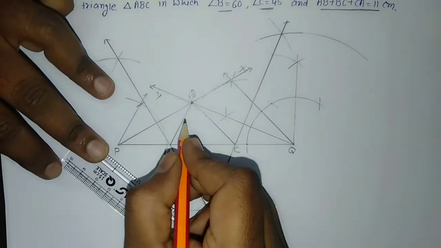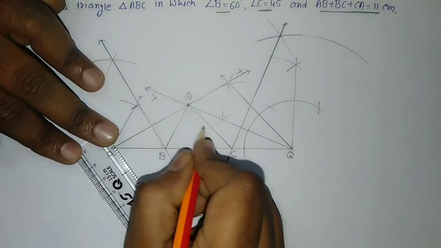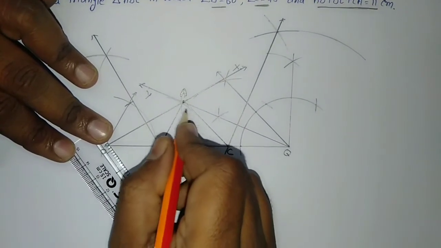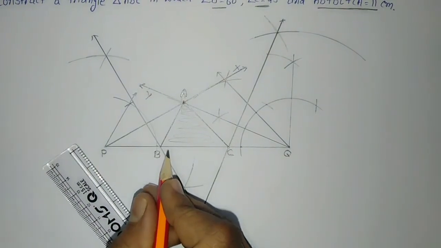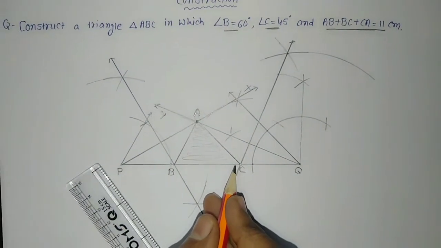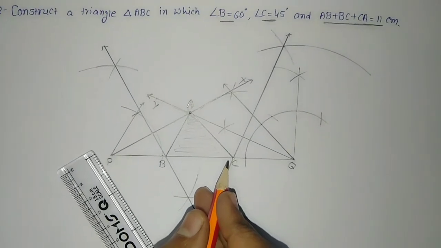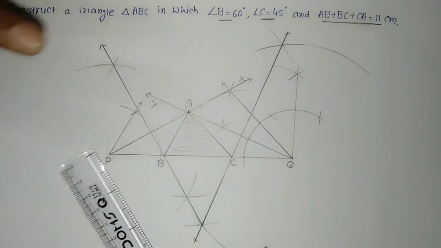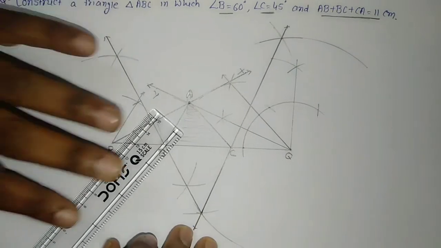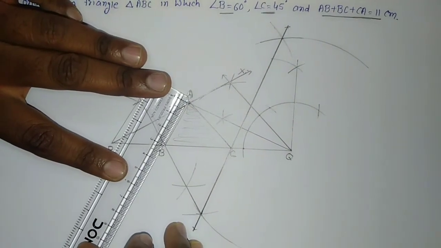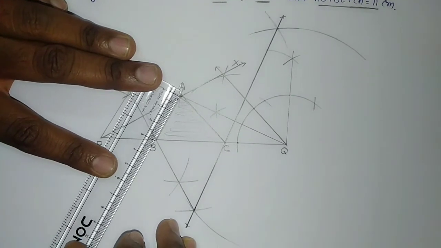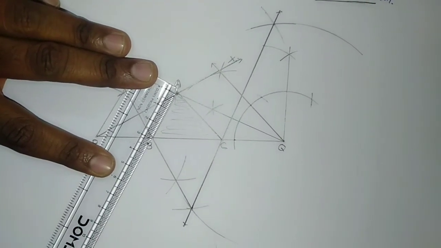So this triangle ABC, this one, is our required measure triangle, in which this angle B is 60, angle C is 45. You can measure with the protractor, it would be exactly of this measure, and the sum total of AB, BC and AC, we will check. AB we are getting as 3 centimeter. You can see AB is equal to 3 centimeters.